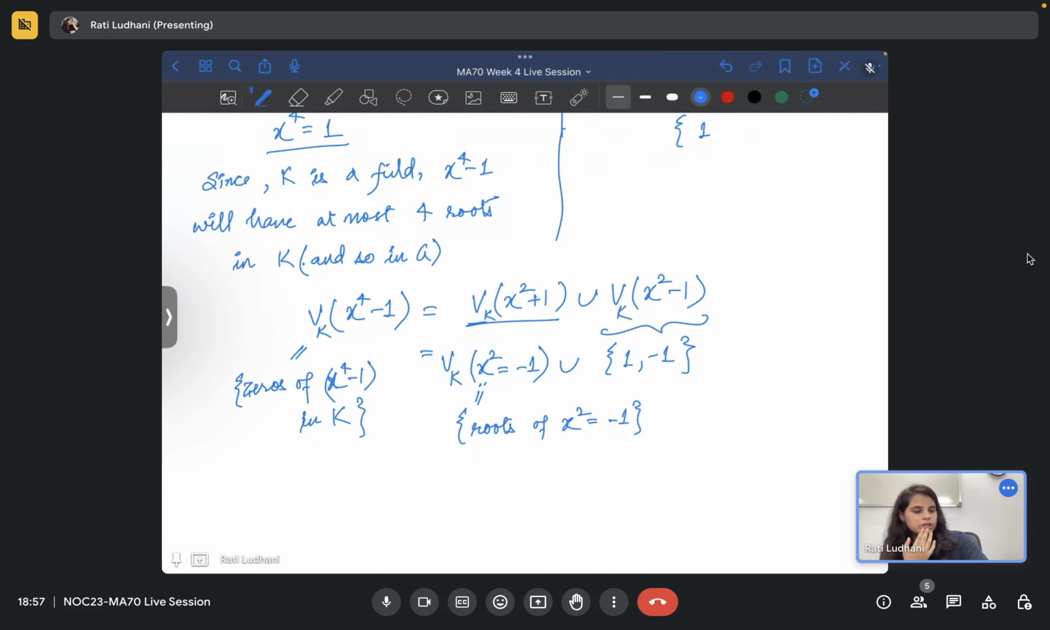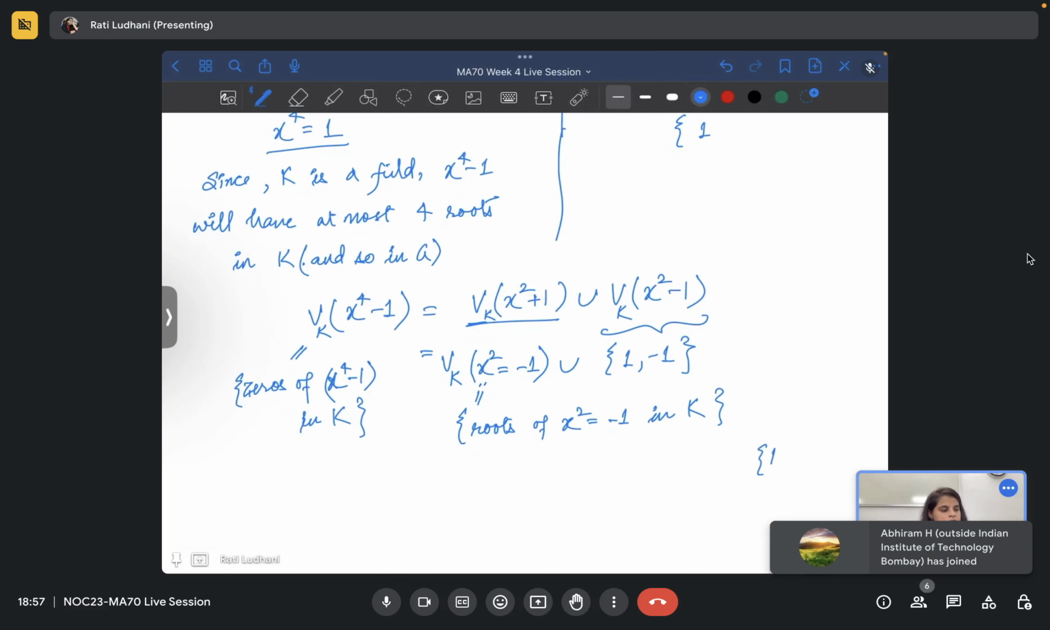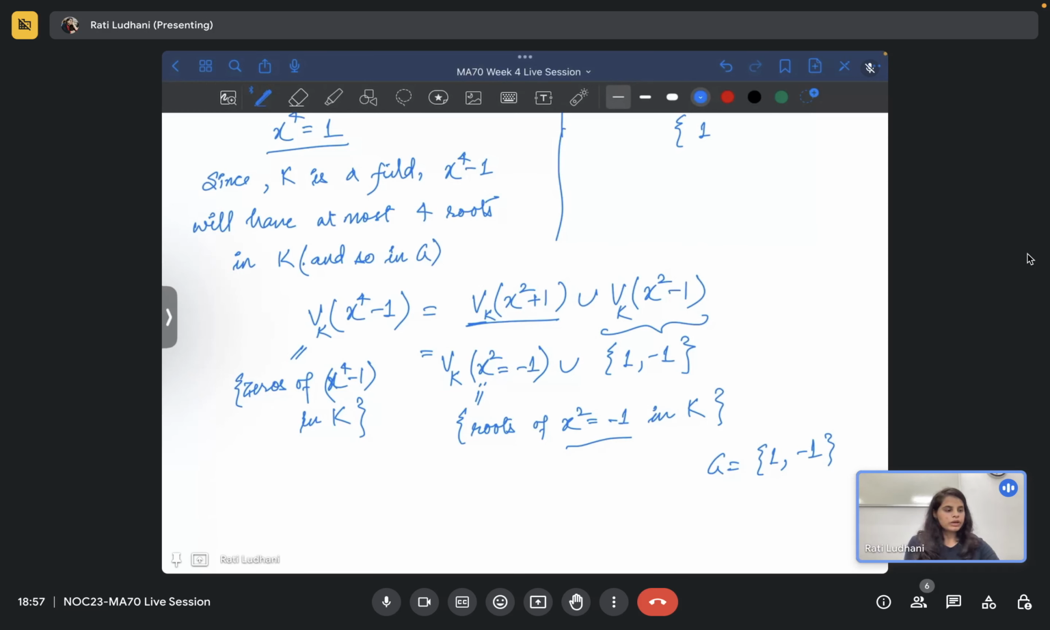So in K, now what could happen? Either roots will exist here or it might not, because it could be there in the bigger field but not here. For example, you just take this set 1 and -1 to be G, then the roots of x square is equal to -1 is not there. So you have to extend it to some bigger field, for example 1, minus 1, iota, minus iota. So it could happen that this equation does not have any root here, right?